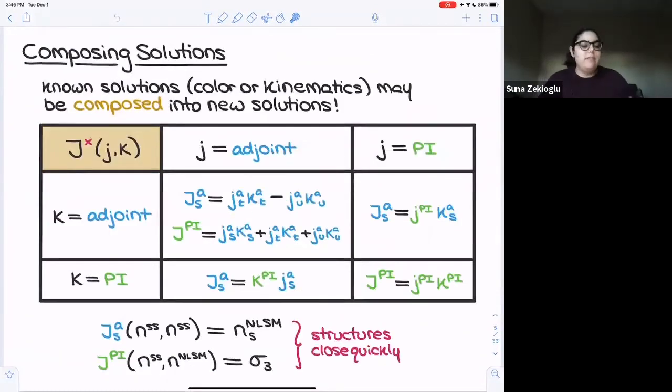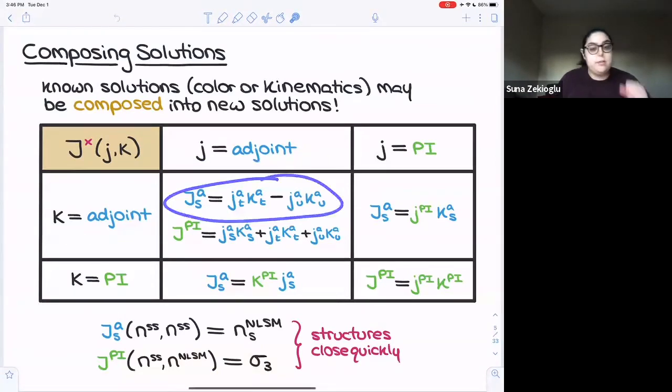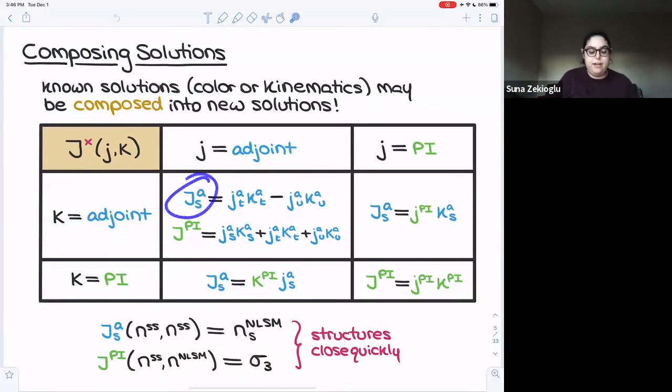Okay, so now that we have those building blocks, we can think about how to compose them into adjoint solutions like C_HD. So if we have two adjoint numerators, J and K, we can combine them by taking their t channels minus their u channels, and that'll generate for us a new adjoint numerator, like simple scalar with itself gives nonlinear sigma model. And we can take those adjoint numerators and generate a permutation invariant by summing over all channels. We do this with simple scalar and nonlinear sigma model, we just get stu.